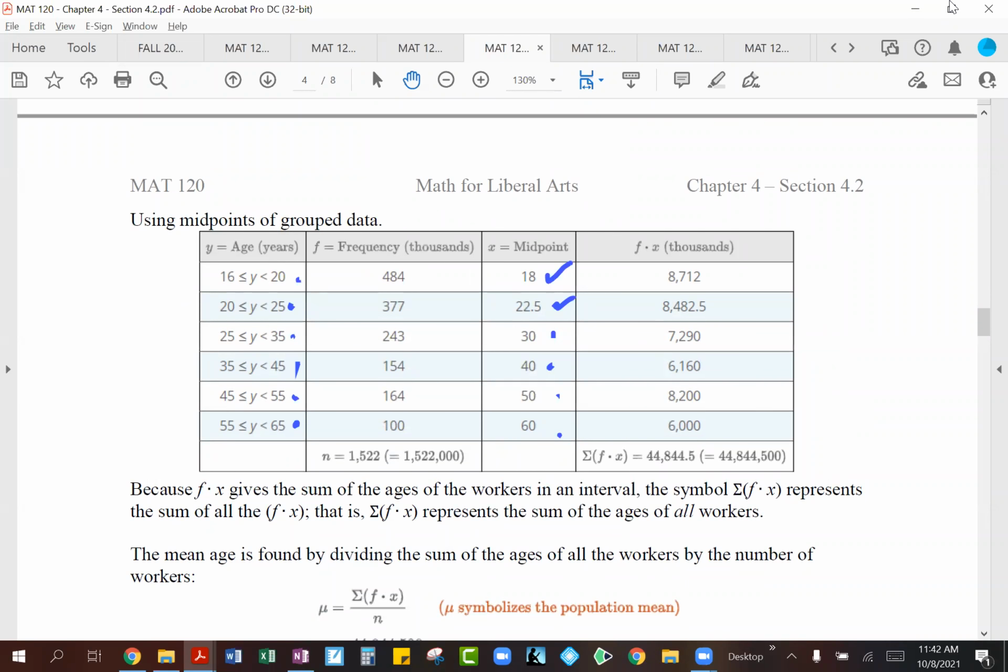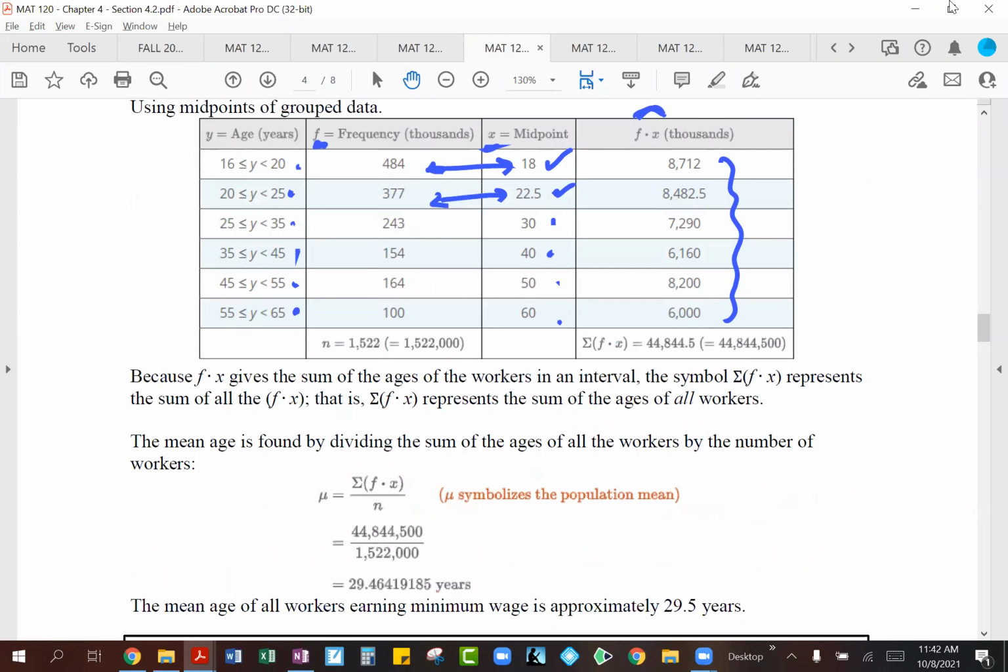Get your midpoint, and then we multiply our frequency with the midpoint. You can see this is F times X. This is our F column. This is our X column. So we multiply the frequencies with the midpoint, get a total for that column, and then you divide it by the total of your frequency column. So this is the calculation that I actually want to look at, because this might be something you may or may not have done before.